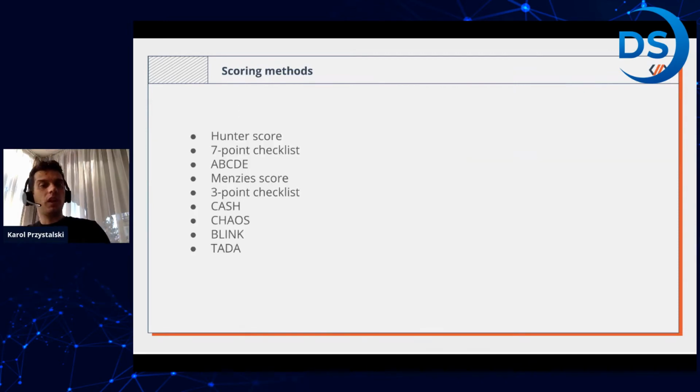So what we did, we checked the different scoring methods. We have the Hunter score, the 7-point checklist, ABCDE, and so on. And we chose the one that can actually be used on multispectral images, which is the Hunter score. So we try to automate, to find patterns that are in the Hunter score method.